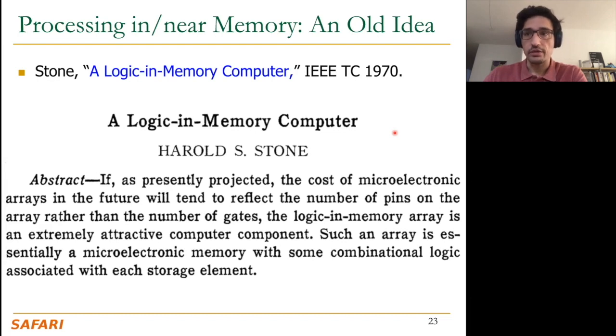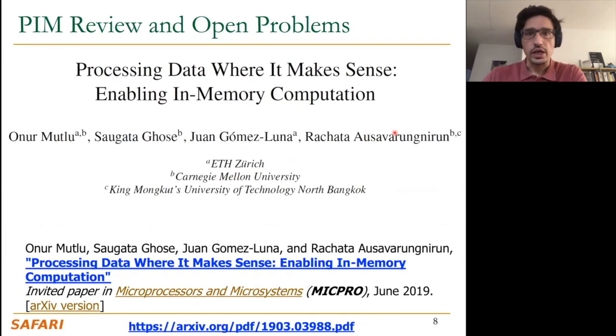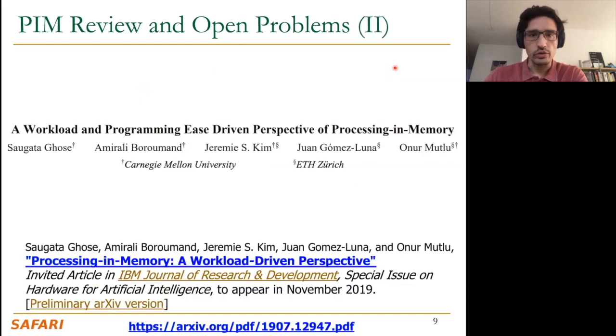And since then, there has been research in the 80s, the 90s, and more recently, including our group. Many research groups in academia and industry are doing research in order to enable processing in memory on future computing systems. You can read a summary of many of these works in this summary paper published last year in the Micro Journal, and also this other one in the IBM Journal of Research and Development, which has a more workload-driven perspective.